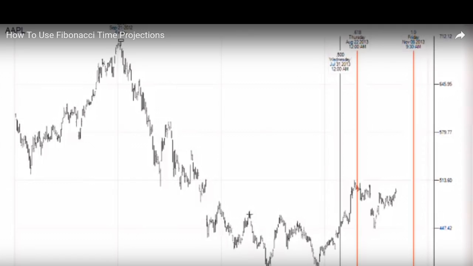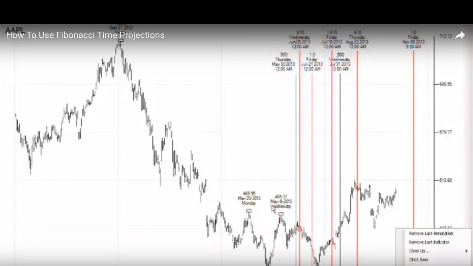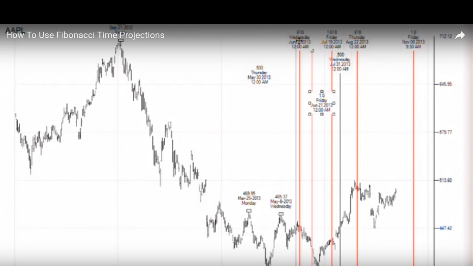If you're going to measure from a high to a high, you left click to keep the display data above the bars. You left click again ahead in time, and your projections will appear on the chart. And you can move these around if it starts to get cluttered. You can highlight and use the delete key to delete any bars that get in the way.